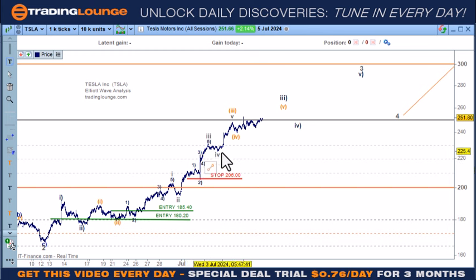I could lift the stop up a little bit, but I think we'll just leave it there for the time being. Might adjust it on Wednesday or something. I'll just see how it's going to play out across that 250 first. But once again, this trade is going well as well, so all good there.